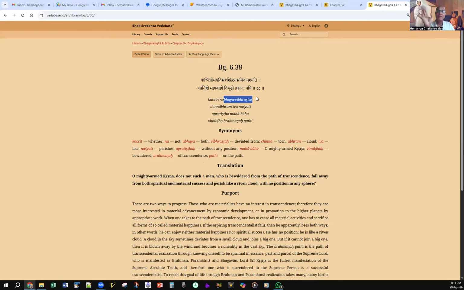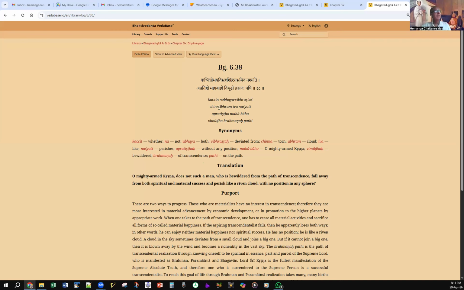So we don't have brain first, and even if we have, that's dirty. So our Shastra, these nice devotees, they're trying to wash it. So anyway, na ubhay vibhrasta. Ubhay vibhrasta first refers to neither spiritual success nor material success. This is Arjuna's doubt.